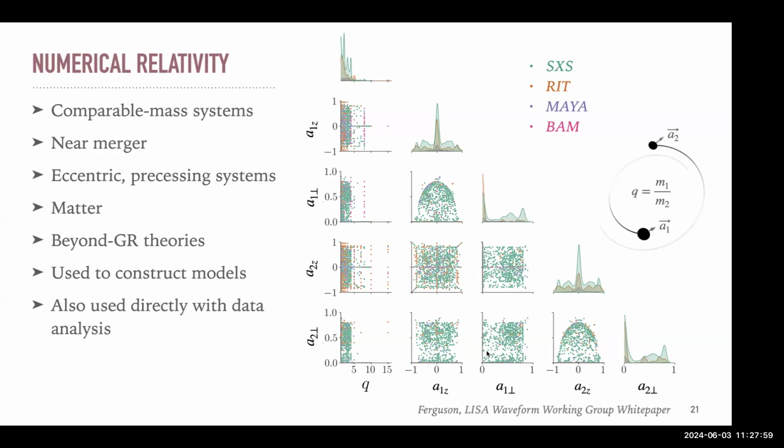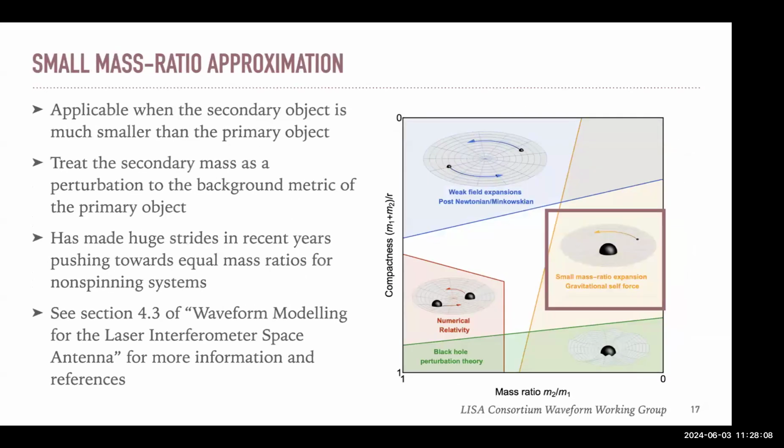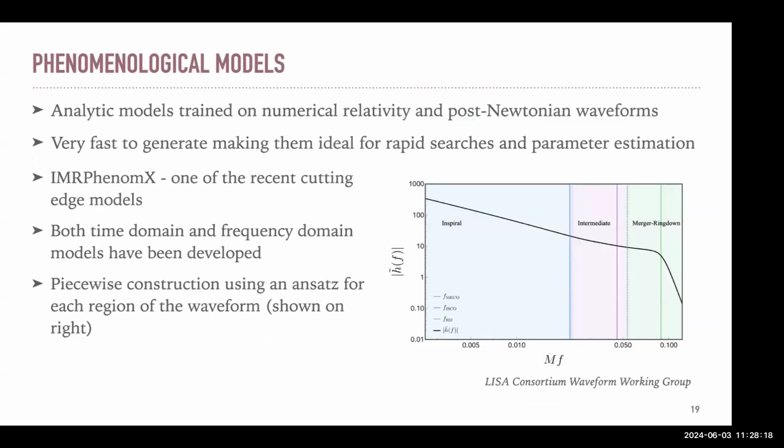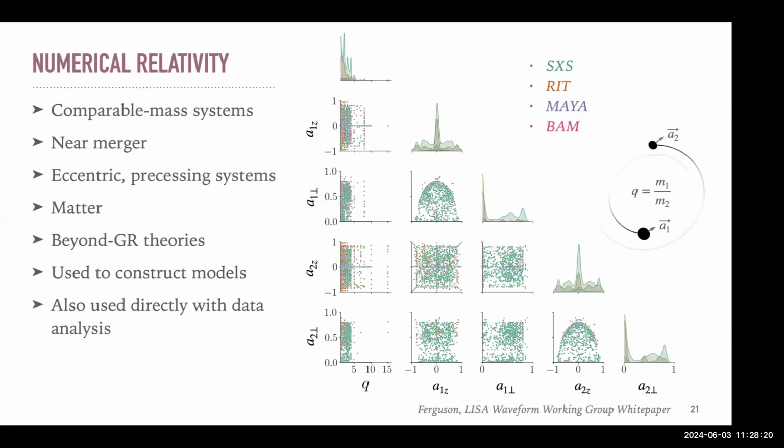Okay, now what regions of that parameter space is numerical relativity particularly important for? Well, if you remember, based on this one I was showing you here, we need it whenever we have comparable mass systems that are close to merger or at merger. And so that's one of the main use cases, comparable mass systems near merger.